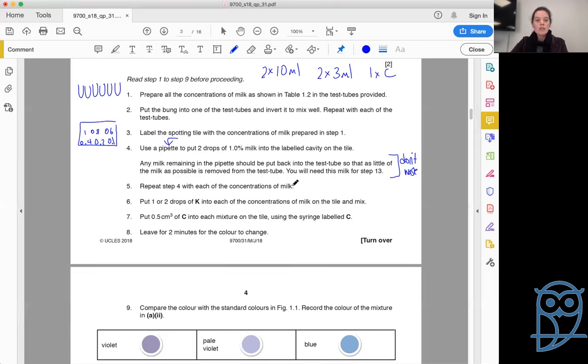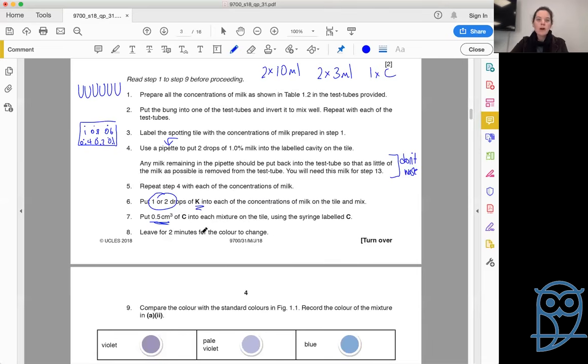Repeat step 4 with each of the concentrations of milk. So now you would have all your concentrations of milk ready to go. Put 1 or 2 drops of K. We don't like instructions like that, okay, because that is inaccurate. It's not precise. Into each of the concentrations of milk on the tile and mix. So then put 0.5 centimeters cubed of C into each mixture on the tile using the syringe labeled C. So here again, we're putting more liquid.